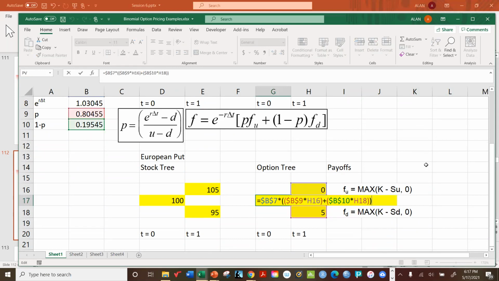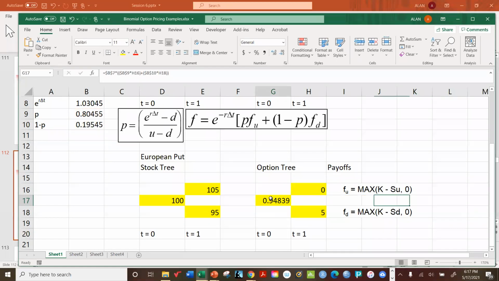But now when we go to the upstate, we have a value of 0. And in the downstate, we have a value of 5. And since the probability of moving up is very high, that means that the value of this option is quite low, less than $1. Okay, so there it is, roughly 95 cents.